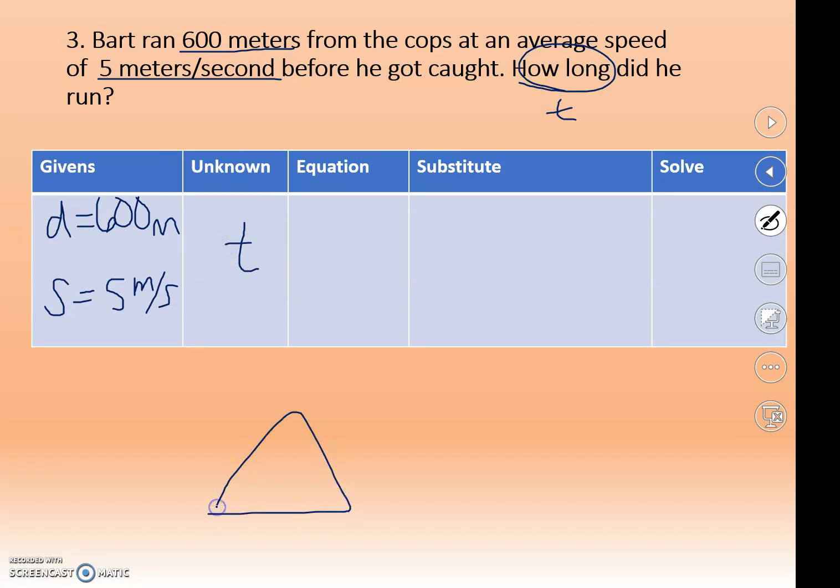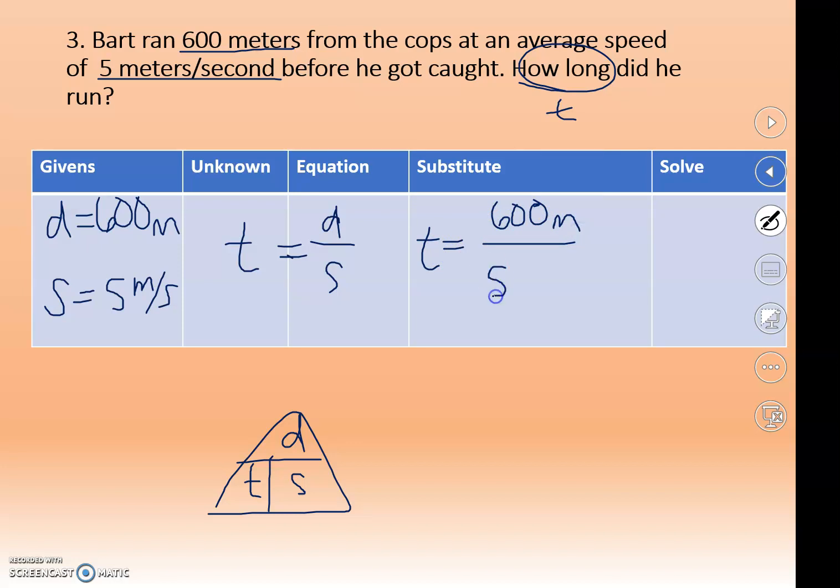Again, looking at your triangle from your notes, you're covering up T. You're saying, oh, it's D over S. So that tells us that we're doing our distance divided by our speed. So now we substitute. T is equal to 600 meters divided by 5 meters per second. When you do this, you should get your answer to be 120 seconds. Time is in seconds.